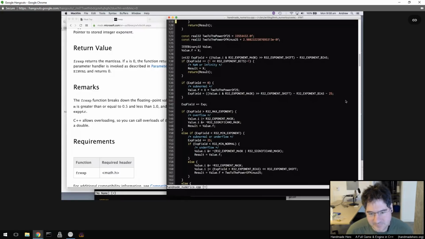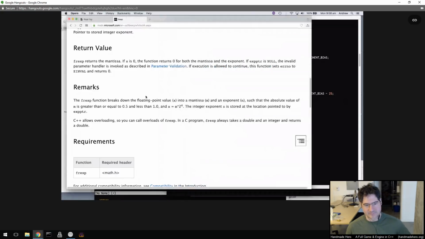Exactly. And look, to be fair, this part of the C standard probably predates the IEEE 754 standard by 10 years. Yes. Yes.